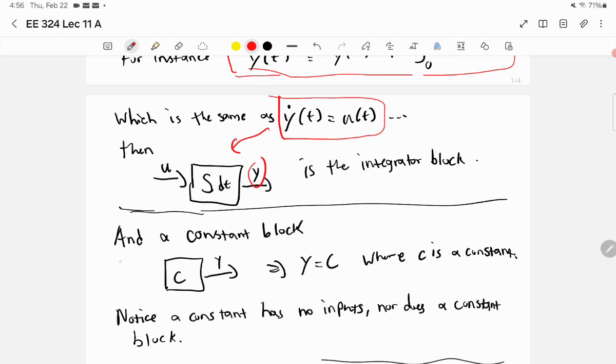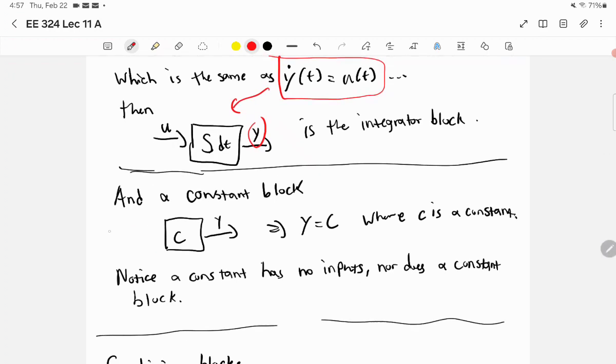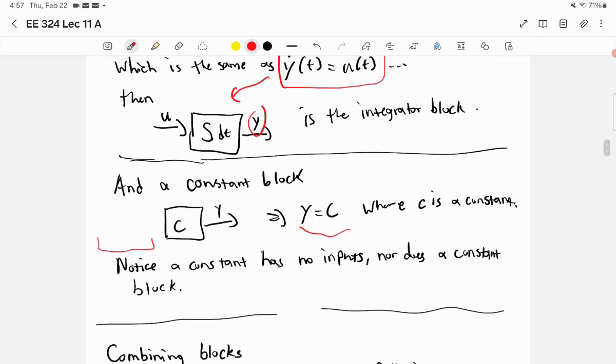Another block that we could consider is the constant block, which is where you could imagine you're adding some constant, say, a c or something like that. A constant block has no inputs, right? Notice that there's no arrow going into it, because nothing changes the constant. The constant is not a function of something, it's just a constant. And this would represent, of course, that y is equal to that constant. Okay.